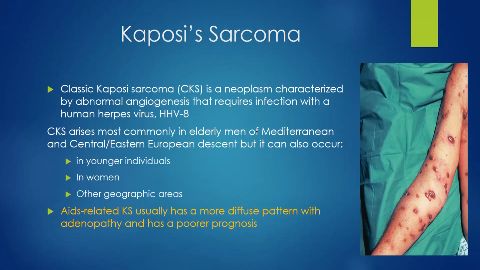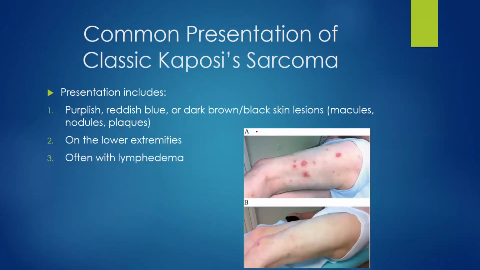Kaposi sarcoma. Kaposi sarcoma is related to human herpesvirus 8. It arises commonly in immunocompromised persons, those of Central and Eastern European descent, younger individuals, women, and also in other geographic areas, but mostly in Central and Eastern Europe. Related to AIDS, Kaposi sarcoma is a diffuse pattern with adenopathy and a poor prognosis if it's AIDS related.